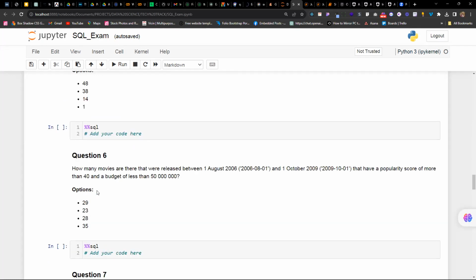All right, so number 6, saying between 1st of August 2006 and 1st of October 2009 that have a popularity rate of less than 50%.